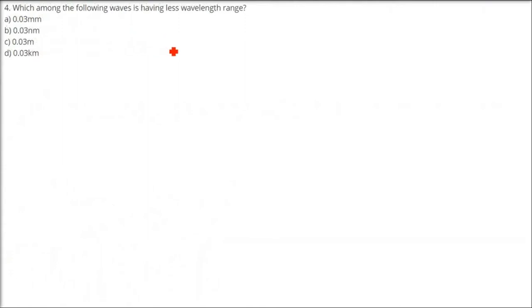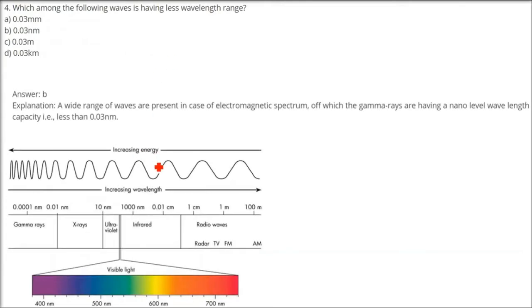Which among the following waves is having less wavelength range? I was trying to tell you earlier about the spectrum. Kilometer is a higher unit. That is, 1 kilometer is around 1000 meter. Then of course meter is lower, 1 by 1000 of a kilometer. Millimeter is 1 by 1000 of meter, and nanometer is 1 by 10 to the power 9. That is, if you compare it with meter, it is 10 to the power 9 meter.